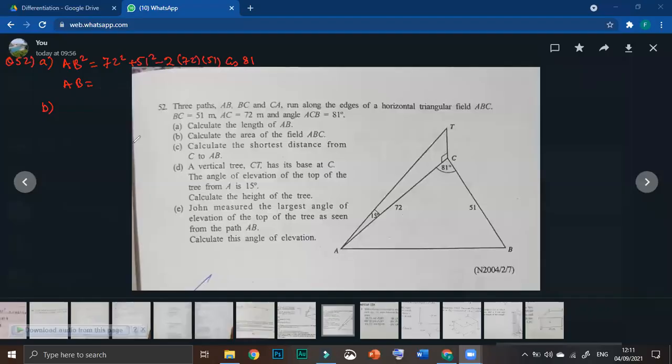The length of AB is 81.4 meters. Now, part B is calculate the area of the field ABC. Now, two sides and the included angle are given. How can we find out the area of the triangle ABC?